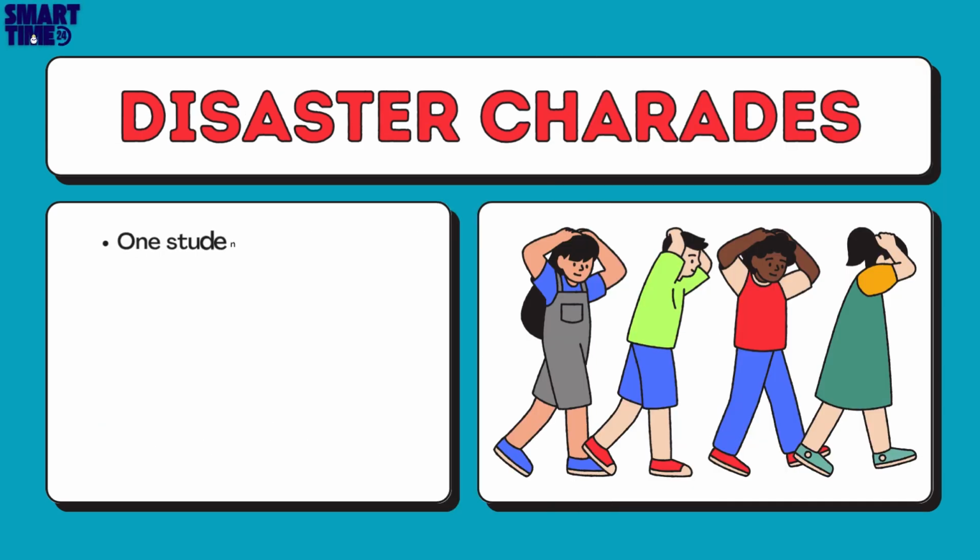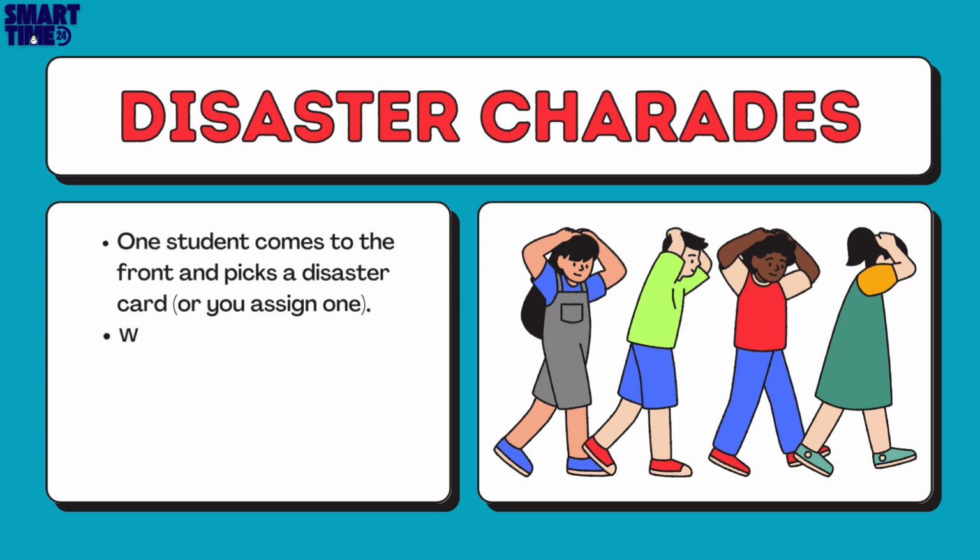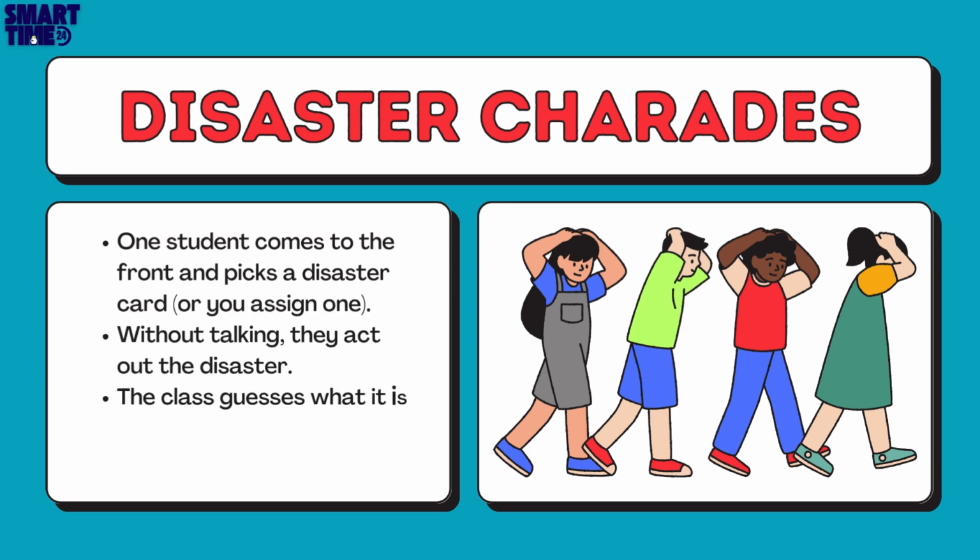Disaster charades. One student comes to the front and picks a disaster card, or you assign one. Without talking, they act out the disaster. The class guesses what it is. You can give clues like, it's wet or it shakes.